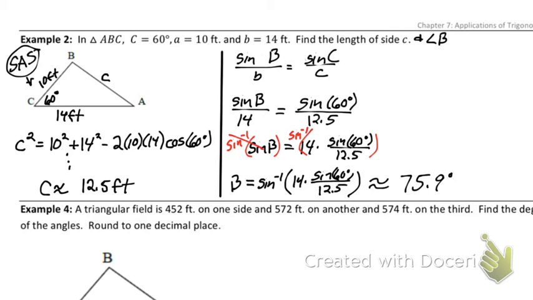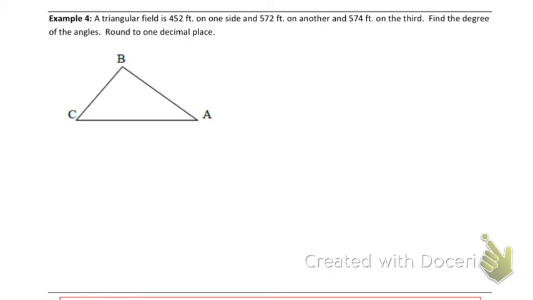Okay, the next problem is a triangular field. And they give us 3 different sides. They don't tell us which side is which based upon that triangle, so we can actually pick whatever side we want to. I'm going to pick specific ones, so it stays the same across all 4 classes. I picked the line CA to be my 574. I picked BA to be my 572. And finally, I picked my CB to be my 452.